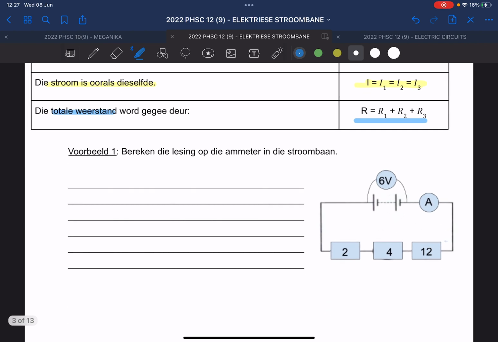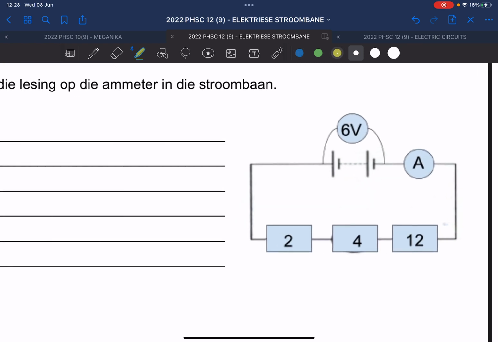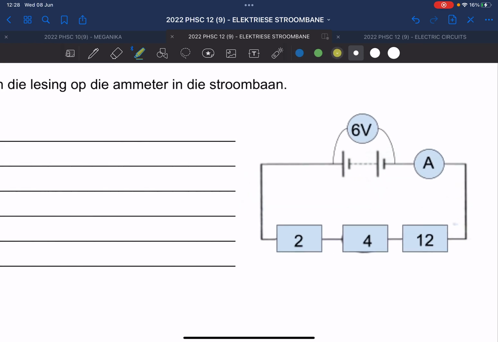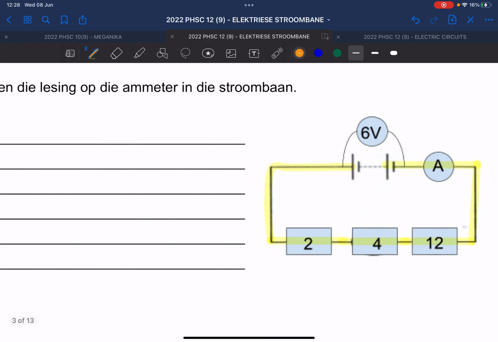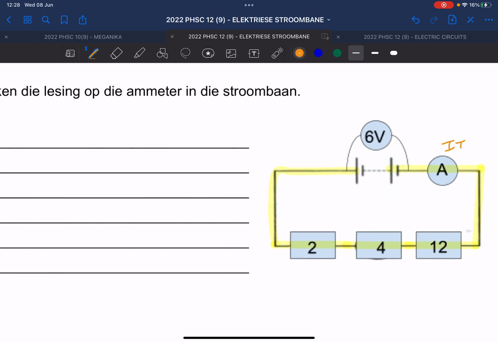Kyk, ons kyk net gaan na 'n voorbeeld hierso. Hulle sê bepaal die lesing op die ammeter. So I'm just going to take my highlighters first and say, right, so the little men walk, they have to walk through the 2 ohm and the 4 ohm and the 12 ohm. Okay, so die stroom is oral dieselfde, the current is the same everywhere. Then they have to walk through the ammeter. So the ammeter measures the total current. Hy meet die totale stroom.